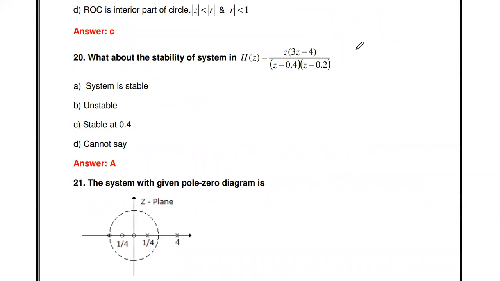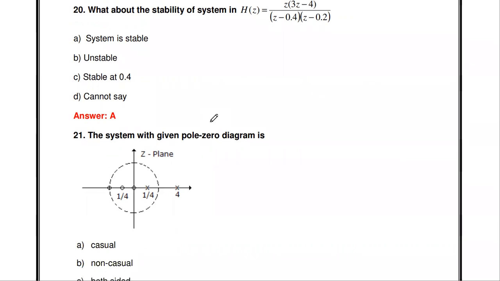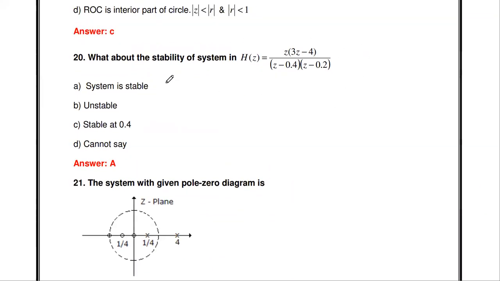Then what about the stability of the system? H(z) is equal to this expression. Here the system transfer function is given, and we have to check the system stability. To check whether the system is stable or not, one way is to find the impulse response, and if that impulse response is absolutely summable, we can say it is stable.